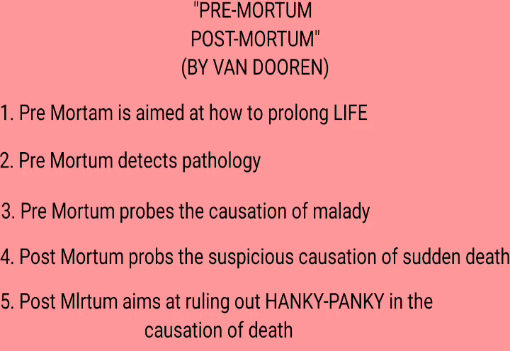Point number 5 is that post-mortem aims at ruling out hanky-panky in the causation of death. Most of the time, forensic laboratories perform this kind of post-mortem, and they go into the nitty-gritty of his soft organs, his heart, his liver, his kidney, to find out that those organs were not damaged by poison or by any beating or any other conspiracy, or any cause of death precipitated by anyone around him. Meaning it was not murder by poison, or by beating, or by battering, or by strangulation, or by any other source or reason.